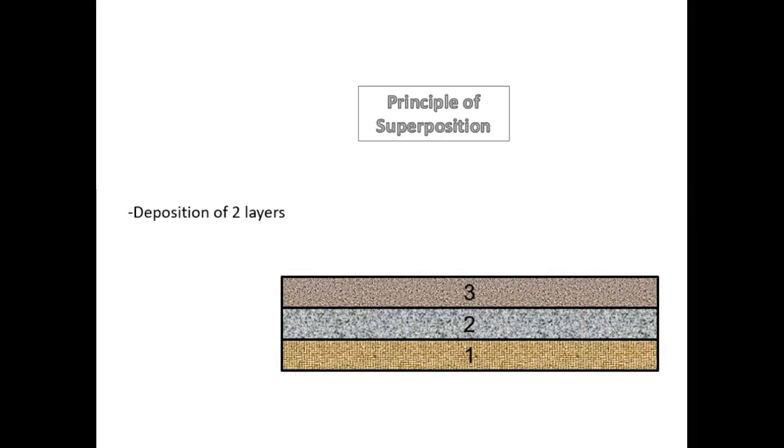So the next thing that happens was further deposition of two other strata on top of the first one. So here the principle of superposition is represented, where again the older layers are overlain by younger layers. So older layer being 1 is overlain by these two younger layers.